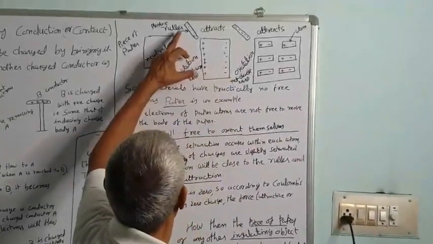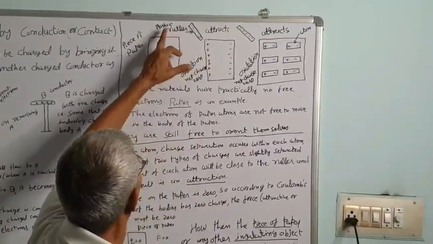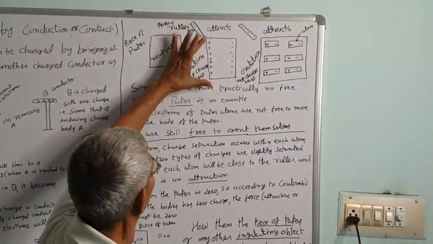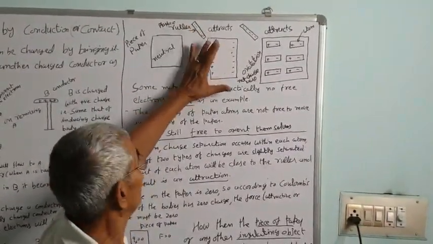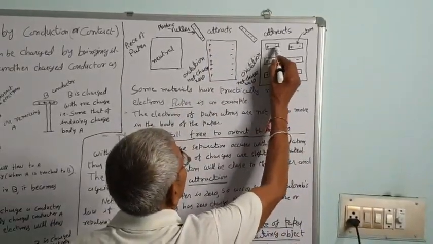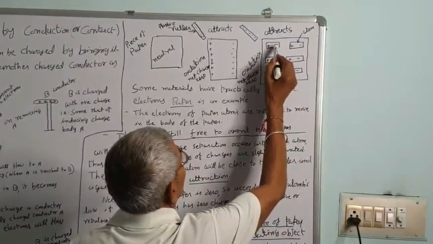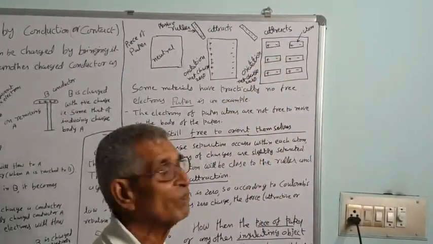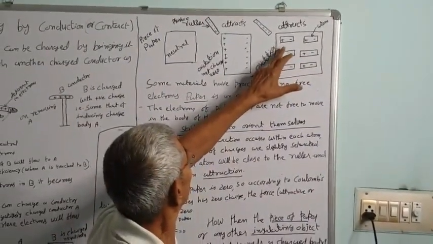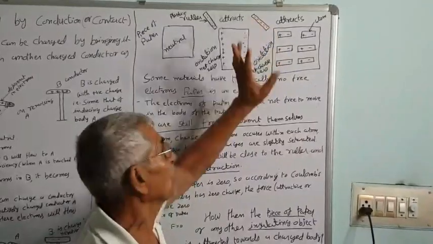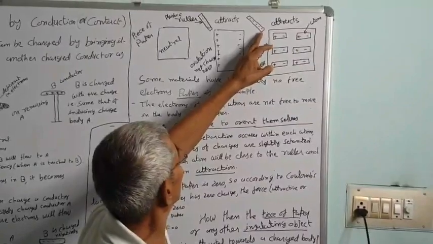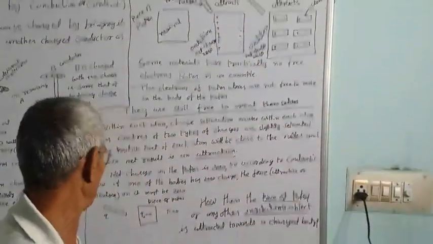Now see, when the negatively charged plastic ruler is brought near the piece of paper, this atom has no free electrons. But in the atom, displacement of the center of positive charges and the center of negative charges takes place. So they are slightly displaced. So the positive charge is attracted towards the negatively charged ruler, and it is nearer. So positive charge and the negative charge of the ruler will attract. So attraction is found due to this reason.